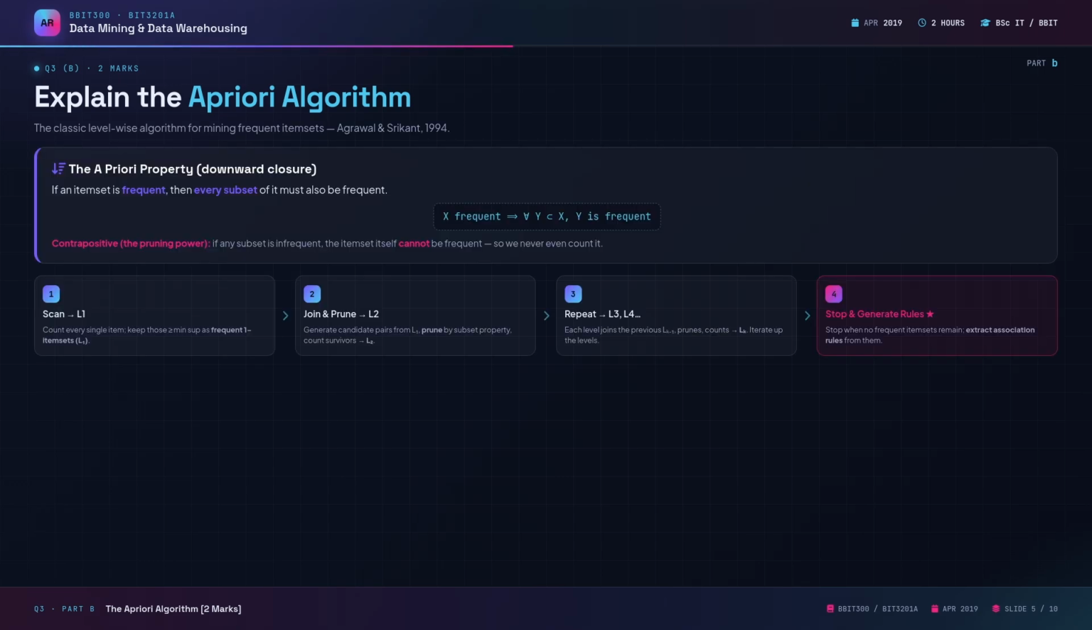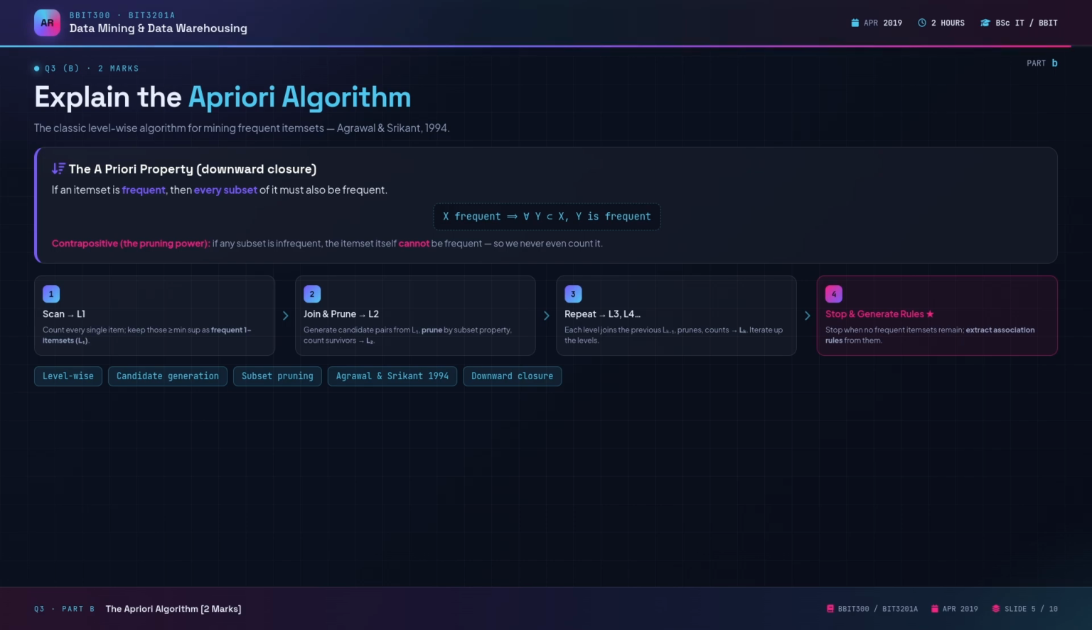The algorithm runs in passes. Pass 1 scans the database once to find all frequent 1 item sets, called L1. Pass 2 uses L1 to generate candidate 2 item sets, counts their support, and keeps the frequent ones as L2. This continues, each level generating candidates from the previous level's frequent item sets, pruning by the subset property, and counting only what survives. The algorithm stops when no more frequent item sets can be found. From those frequent item sets, we then generate the association rules.